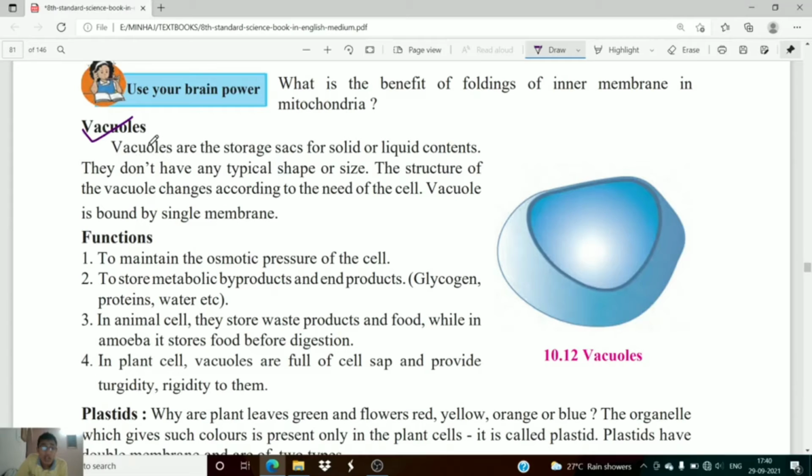Vacuoles are nothing but storage sacs, and in these sacs you will find some solid or liquid content. Now, vacuoles do not have a typical shape or size. That means they do not have a well-defined structure. The structure of the vacuole changes as per the need of the cell. And we also have to keep in mind that a vacuole has only a single membrane. It does not have double or triple membranes. It only has a single membrane.